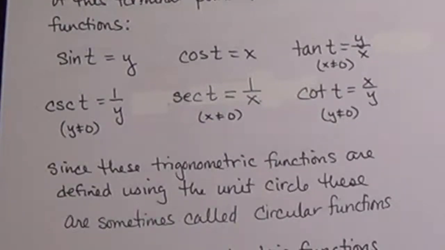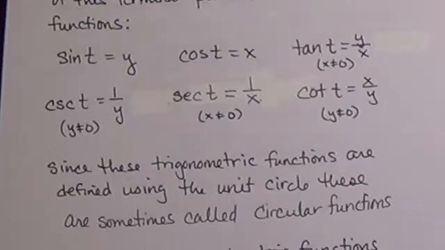First thing to keep in mind is these are functions, so you do have to have an argument, meaning the t. That's the distance around the unit circle that we're looking at. And these values are coordinates of our unit circle. So again, x and y are the coordinates of the point. Notice again, because we're looking at a unit circle, x and y cannot be greater than 1 individually. Since these trigonometric functions are defined using the unit circle, these are sometimes called circular functions.